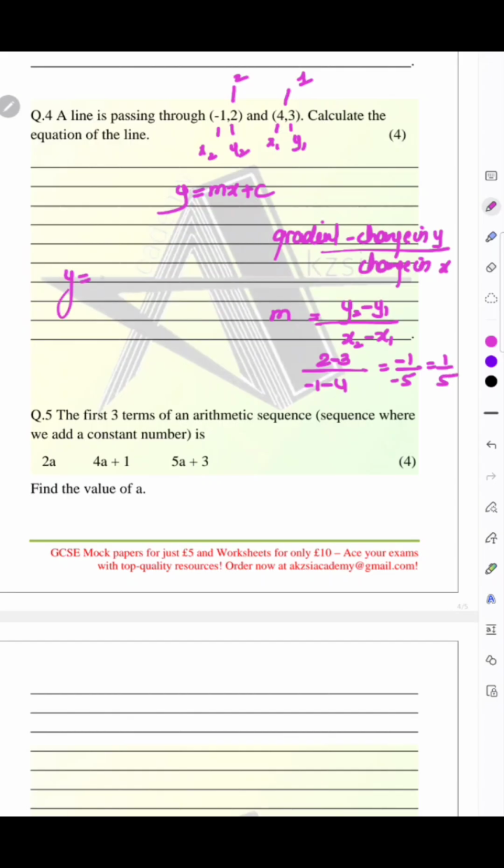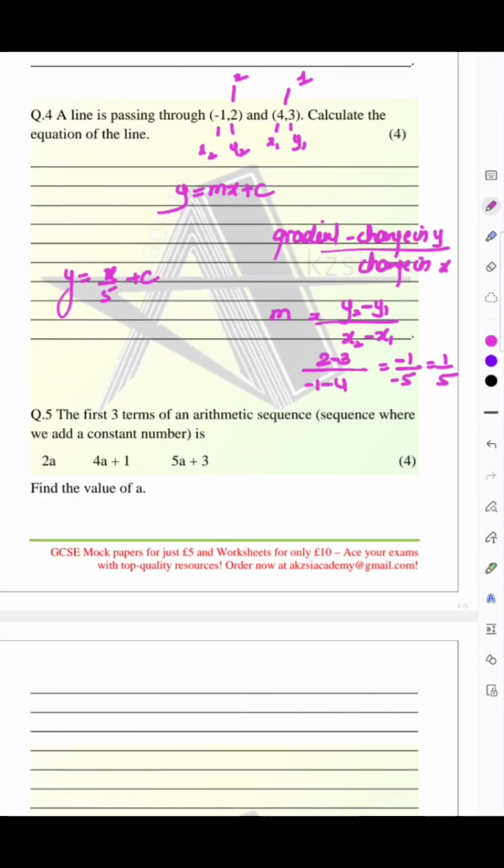So y is equals to 1 over 5 x plus c. And what we need to do is to find the value for c. So the value of c is, you just sub in the value of any coordinate. Let me substitute this point. X is -1 and y is 2. So in place of y it will be 2, and in place of x it will be -1 over 5.